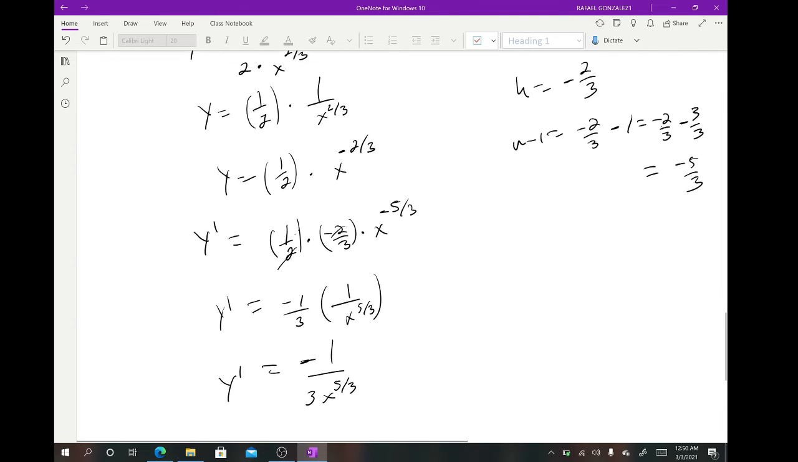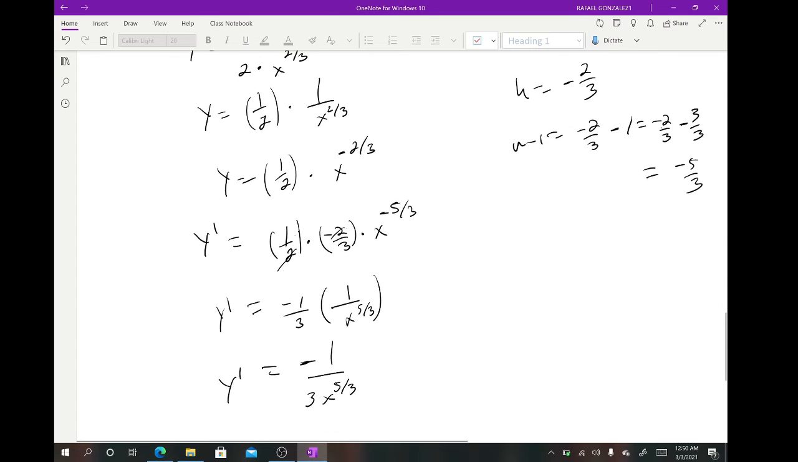Okay. So most of this boils down to algebra. The derivative step ended when we went from here to here. That's when we took the derivative. So everything after that was just algebra.